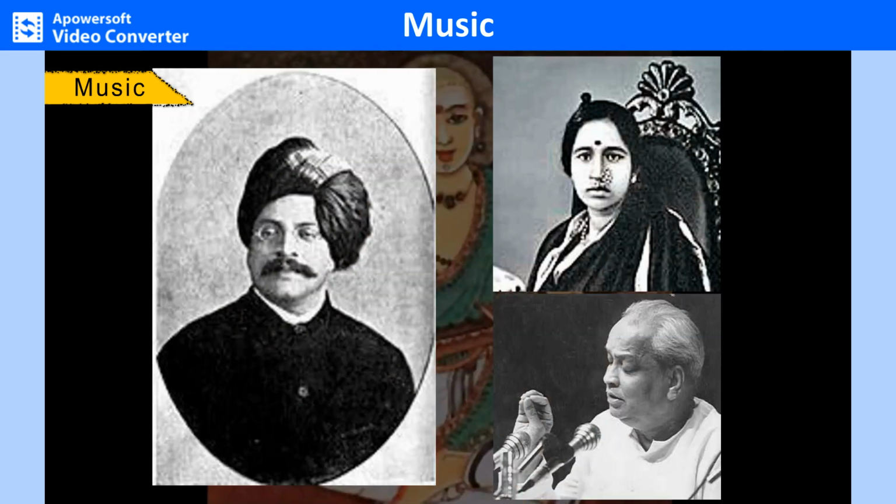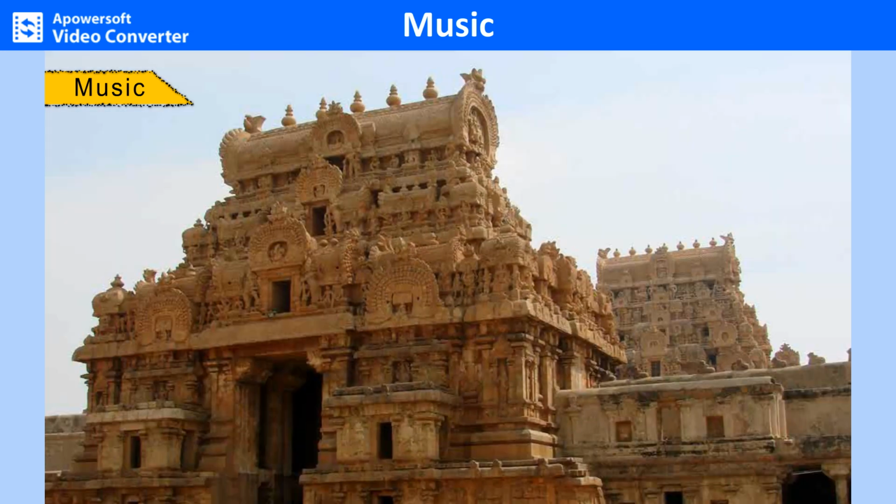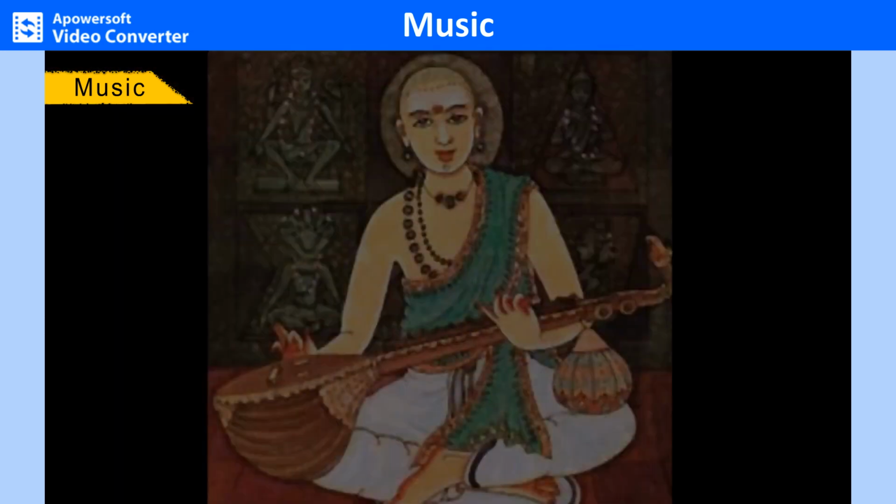Vishnu Digambar Paluskar, Gangubai Hangal, Kumar Gandharva, and Pandit Vishnu Narayan Bhatkhande were the famous musicians of the era who contributed to the growth of Hindustani music in North India. In the southern part of the country, Carnatic music with its emphasis on vocals was encouraged by the Maratha rulers of the Thanjavur kingdom of Tamil Nadu and the Wodeyar rulers of the Mysore kingdom of Karnataka. During the 9-day Dussehra festival, elaborate music recitals took place in the Mysore palace.